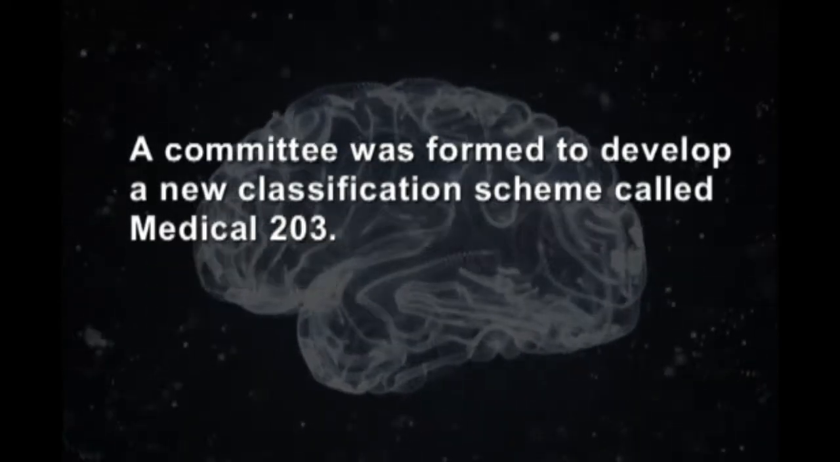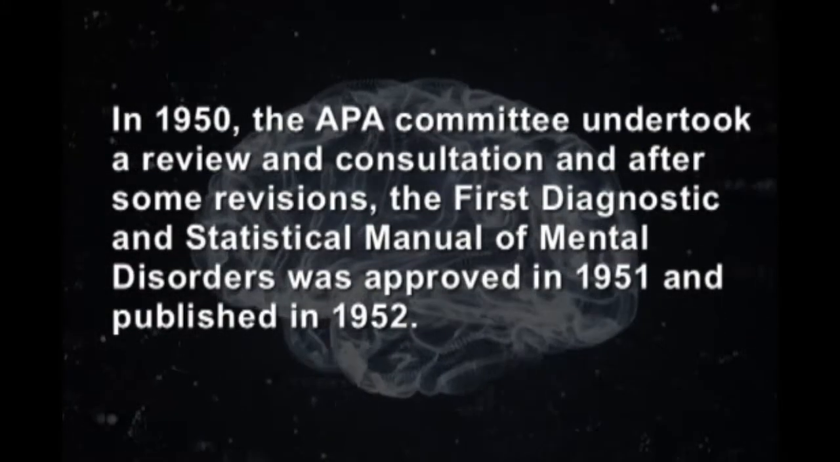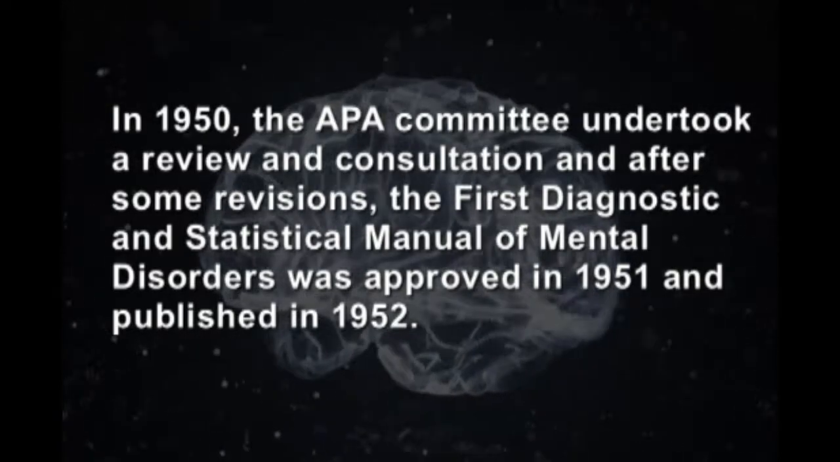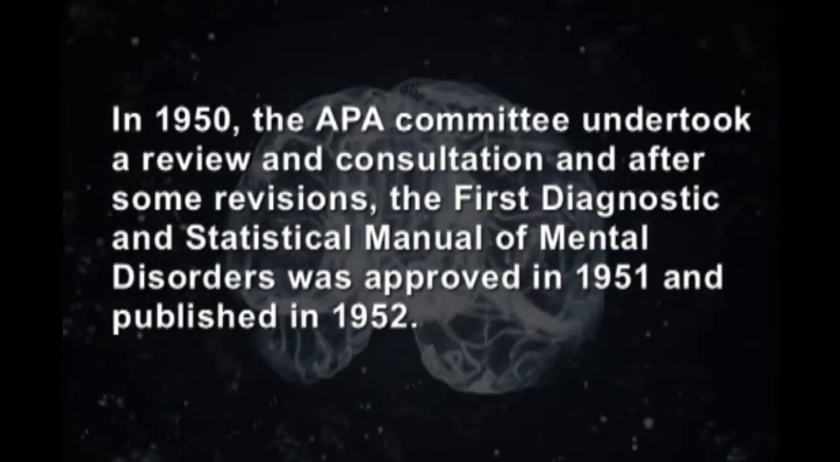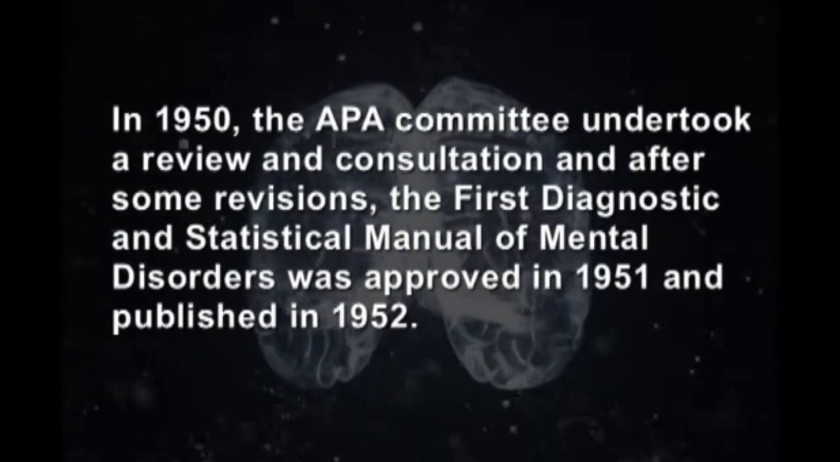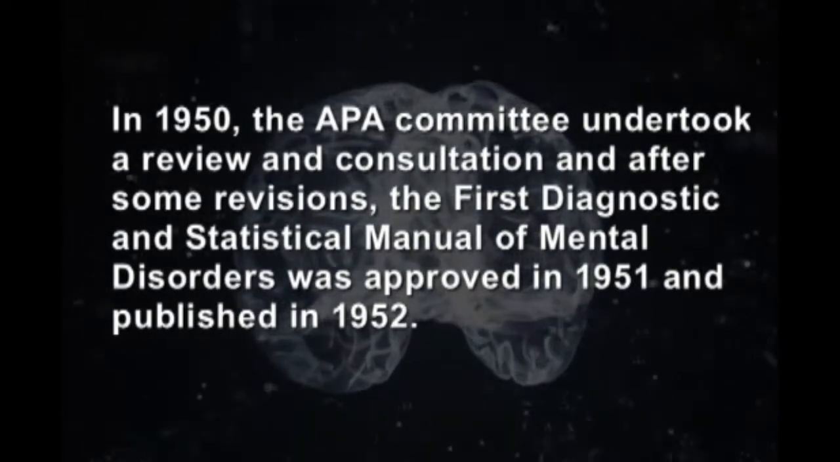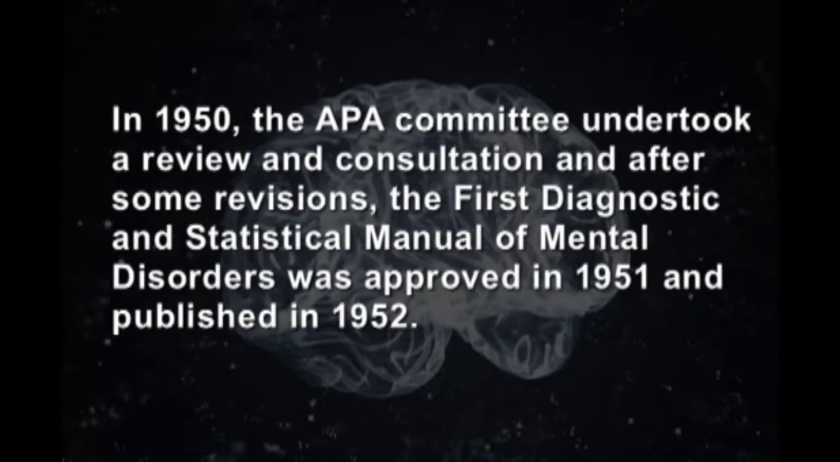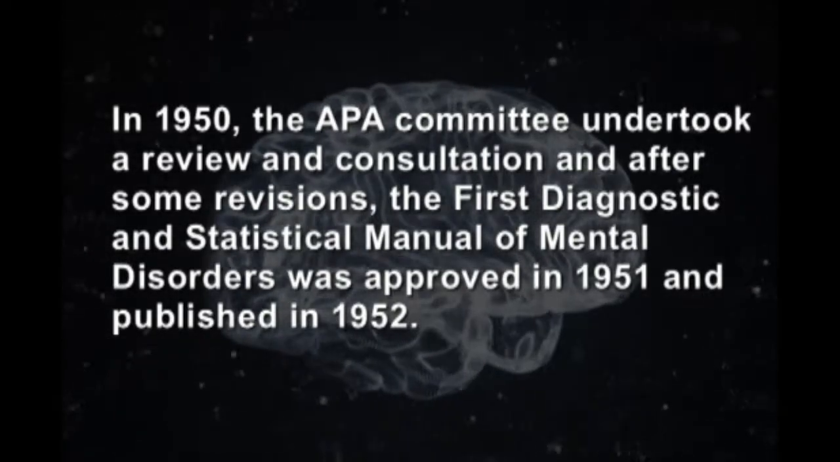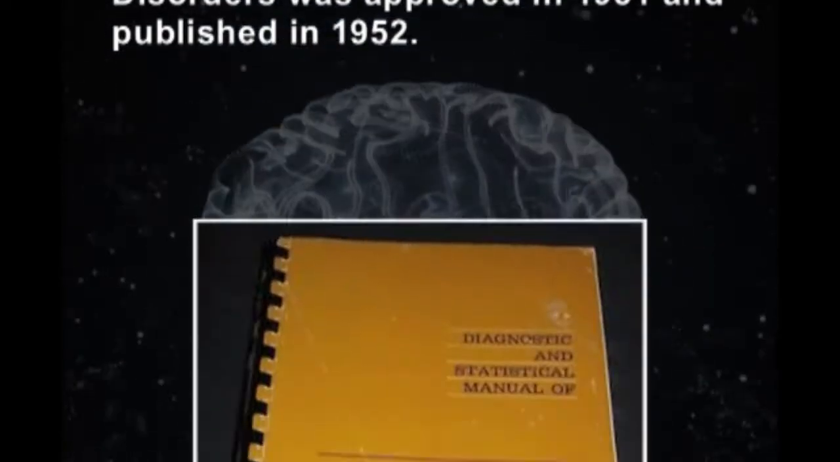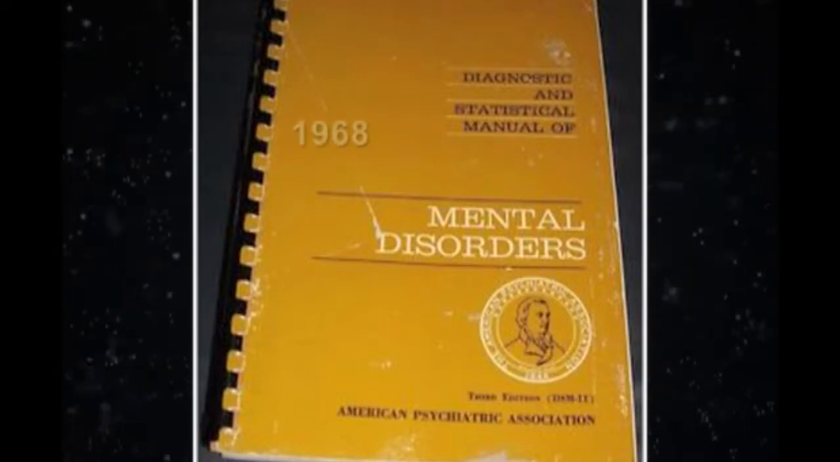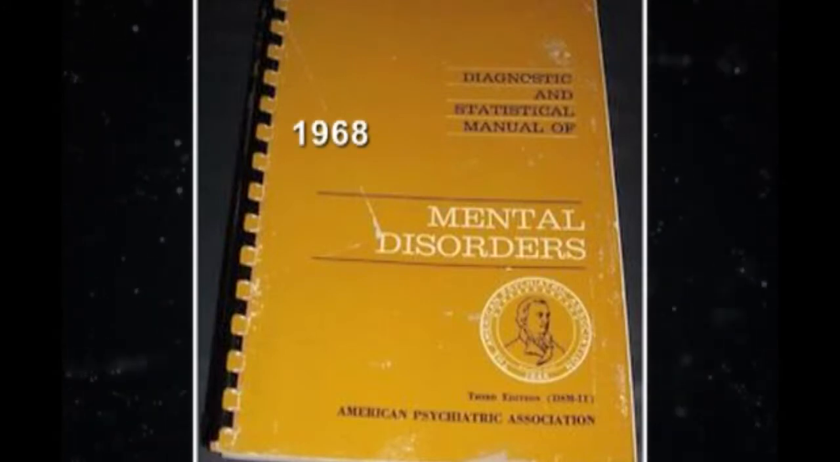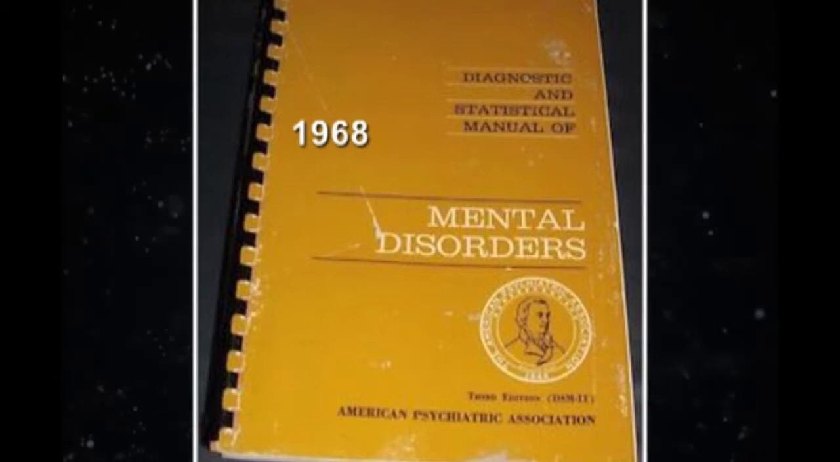In 1950, the APA committee undertook a review and consultation, and after some revisions, the first Diagnostic and Statistical Manual of Mental Disorders, the first DSM, was approved in 1951 and was published in 1952. Then came DSM-2 in 1968. It was published and it listed 182 disorders.